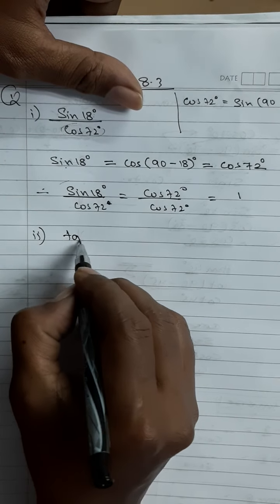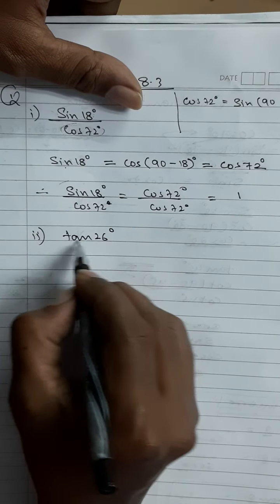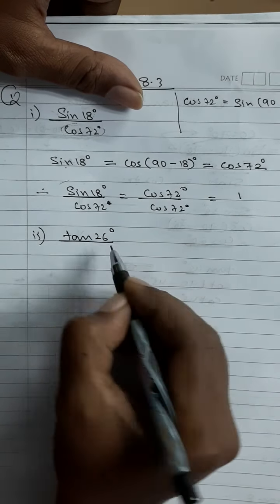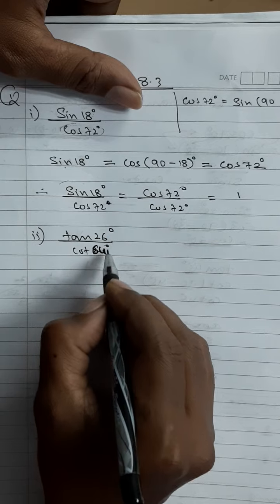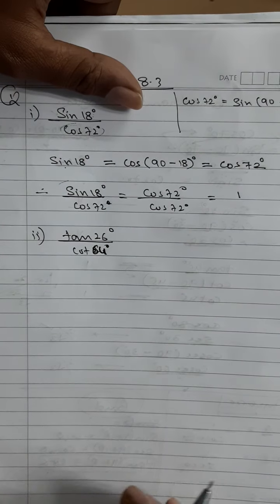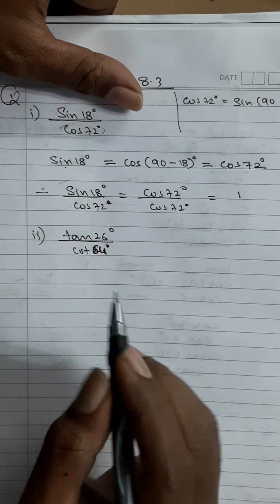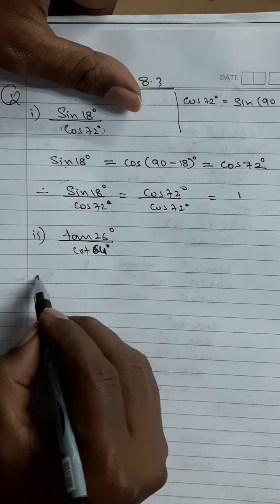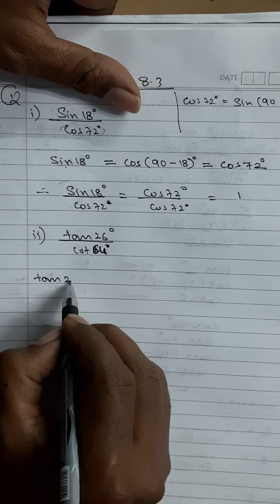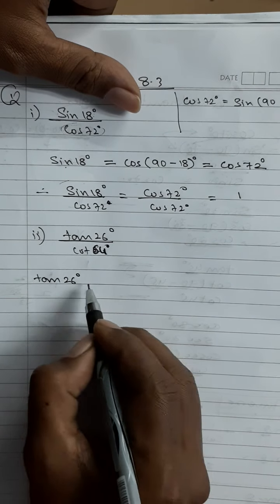See, you can try this one, pause the video and give an attempt of your own. This is tan 26 degree upon cot 64 degree. Pause the video and give an attempt of your own. Try to convert tan 26 to its quadrantal angle and see what you are getting. Okay, now you can confirm this.